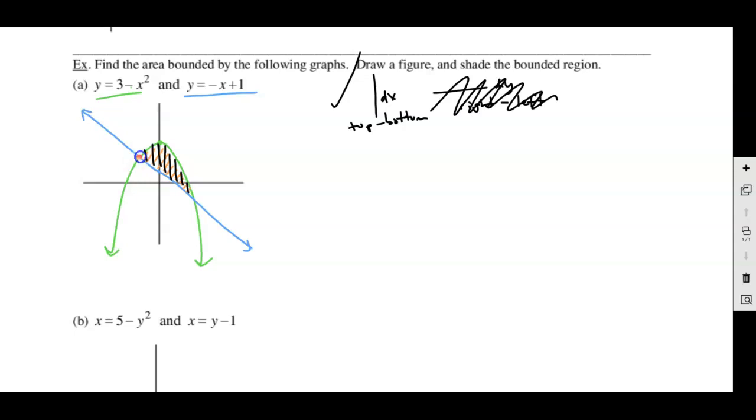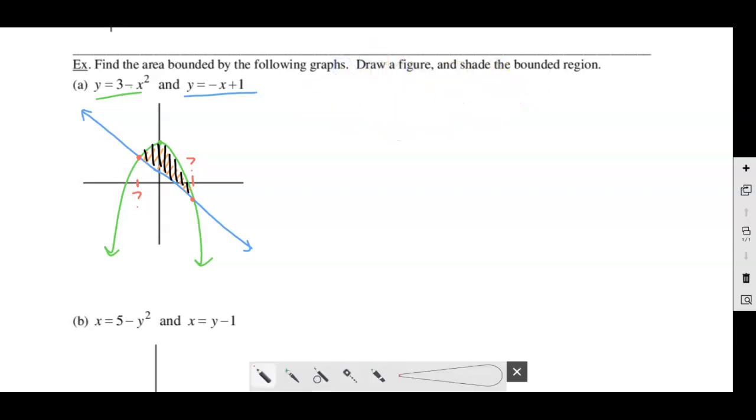But since we're going to do dx, I need to know what this left intersection point is going to be, and what this right intersection is. Because I have to integrate from the left to the right, and what I integrate is the top minus the bottom. All right, so let's go for it. We have decided that we want a dx integration, and so now I need to find what those intersection points are.